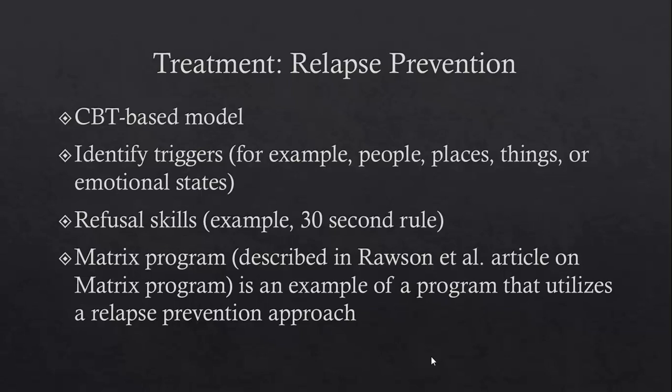So one of the things we do in relapse prevention is try to teach people to quickly get out of conversations, to be firm, to make a joke, to do something to just end that conversation and get away. The Matrix program, which is described in an article by Rawson et al. that I asked you to read for this week, is an example of a program that uses a relapse prevention approach for the treatment of cocaine addiction and amphetamine addiction, stimulant addiction.